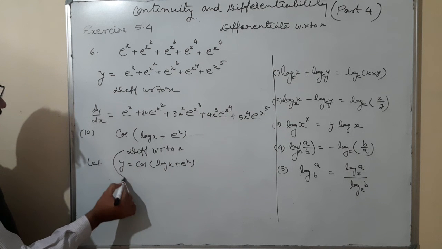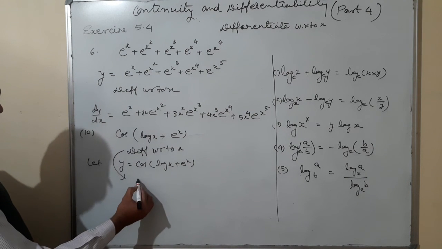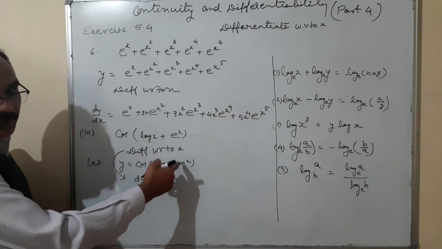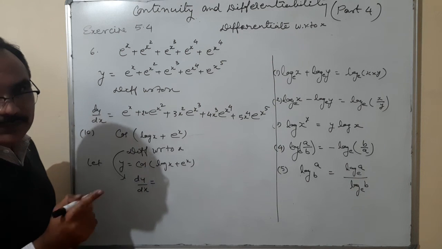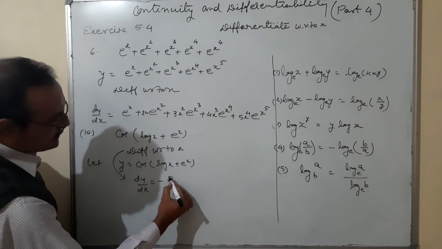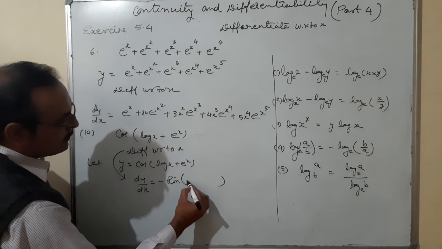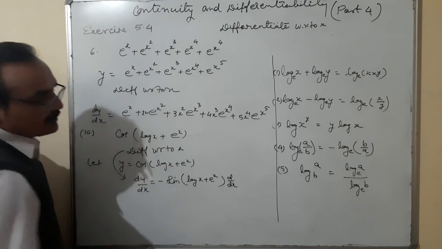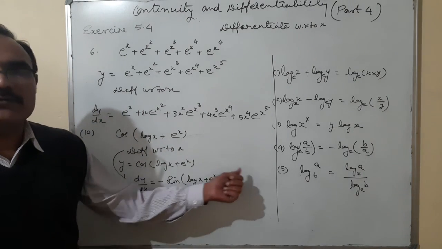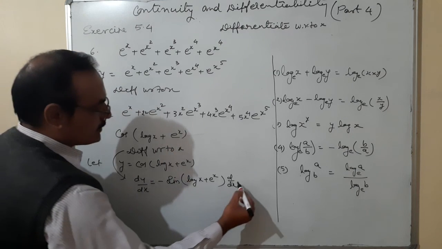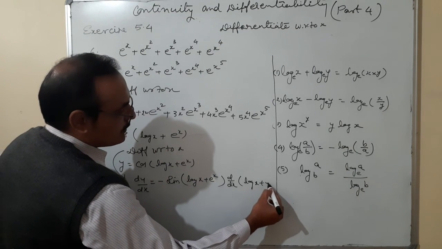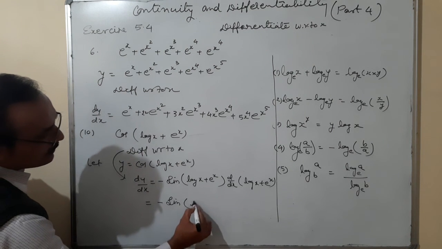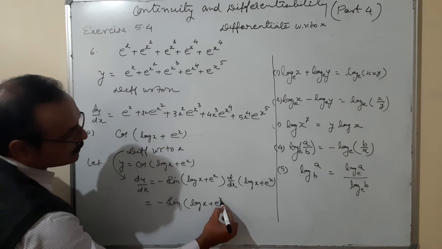Okay, now this term is used here. Differentiate with respect to x. dy by dx is equal to, this entire term is t, cos t, and the differentiation of cos t is minus sin t. Minus sin, and what is the t which we have taken? Log x plus e to the power x. And what the rule says, whatever term we have taken as t, again we have to differentiate with respect to x. So dy by dx of log x plus e to the power x. Next step, minus sin of log x plus e to the power x.